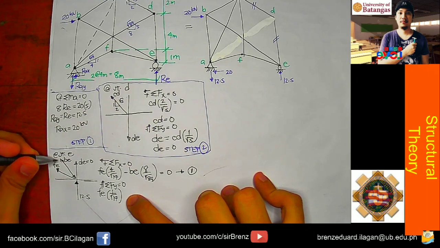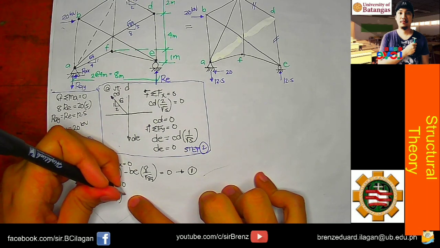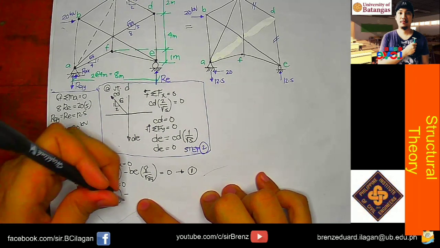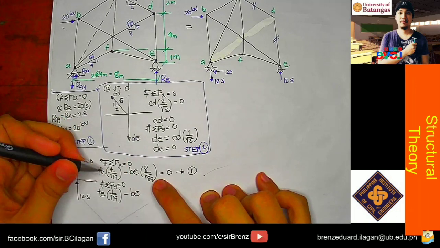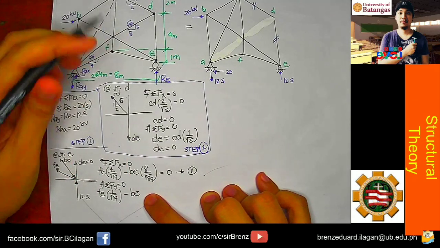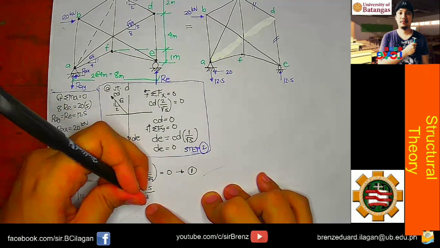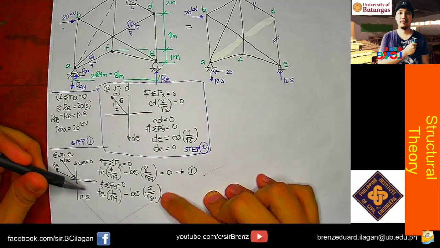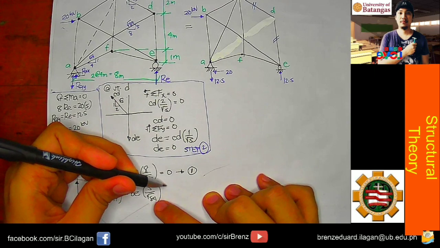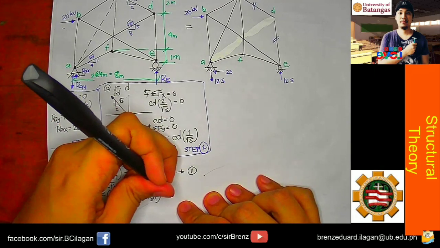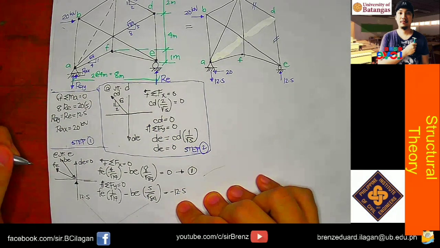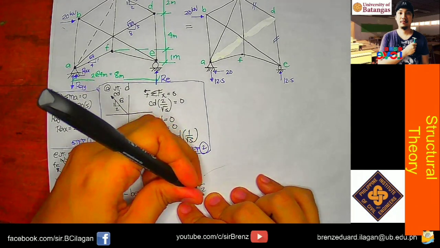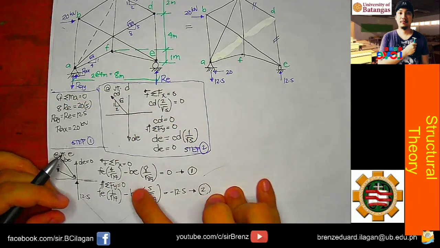And then, since ito'y pababa, so minus BE times, ano yun? So, 8 kanina, so magiging 5 over square root of 89. And then, meron ka ditong pataas na 12.5. So, nandito siya. So, plus dito. So, pag nilipat mo sa kabila, magiging minus 12.5. Okay, so what will be the value of your BE and FE?